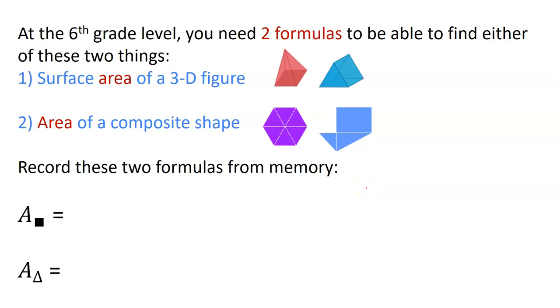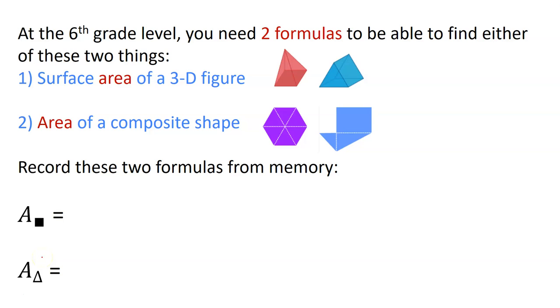To get ready for the activator, I wanted to record our two area formulas that we're going to use this year to find the surface area of 3D figures and to find the area of composite shapes. At the 6th grade level, they're only going to give you pyramids and prisms and composite shapes that you can break down into either triangles or rectangles. So you only need these two formulas.